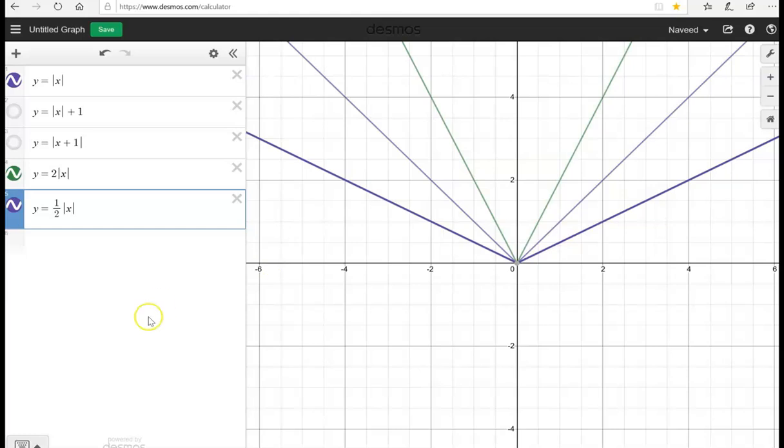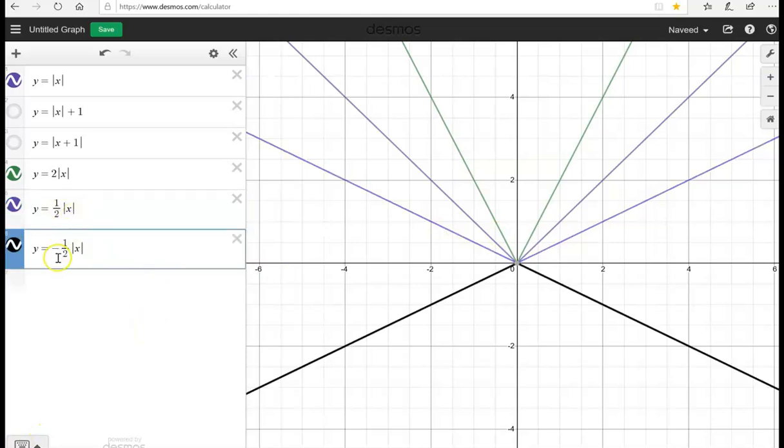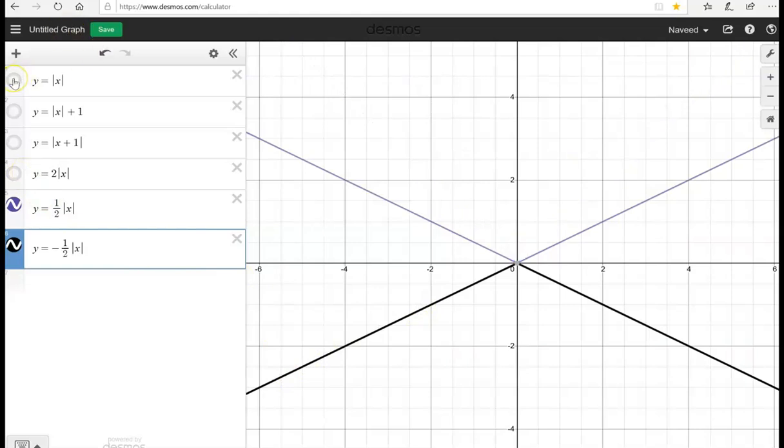Okay, and the last piece: what happens if the leading coefficient is negative? So I just chose the 1/2 x and put a negative in front of it. Look, exactly, the black graph is now flipped right over. Now every value is negative because you have a negative in front. So whatever the value of a half times the absolute value of x is will be positive, but because you have a negative in front, the final y values will all be negative. So everything flips down.